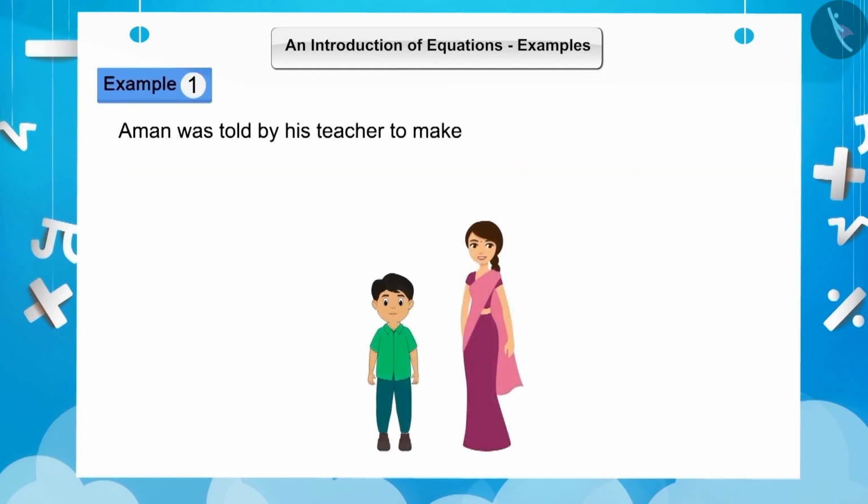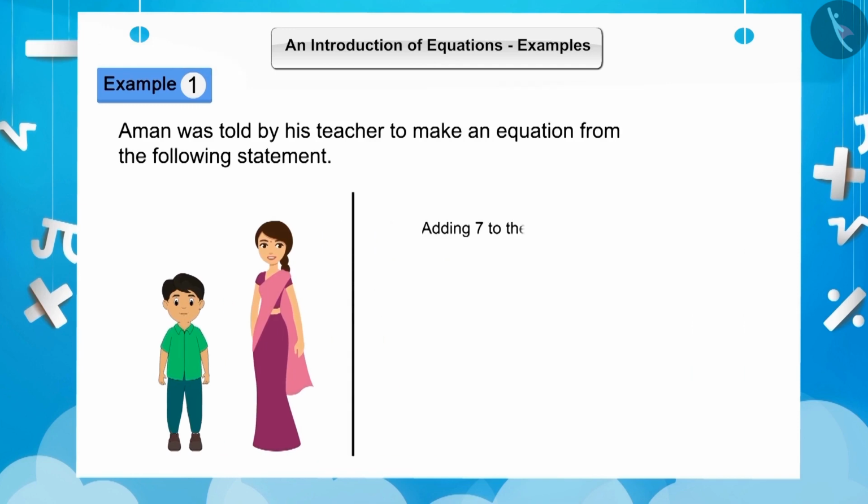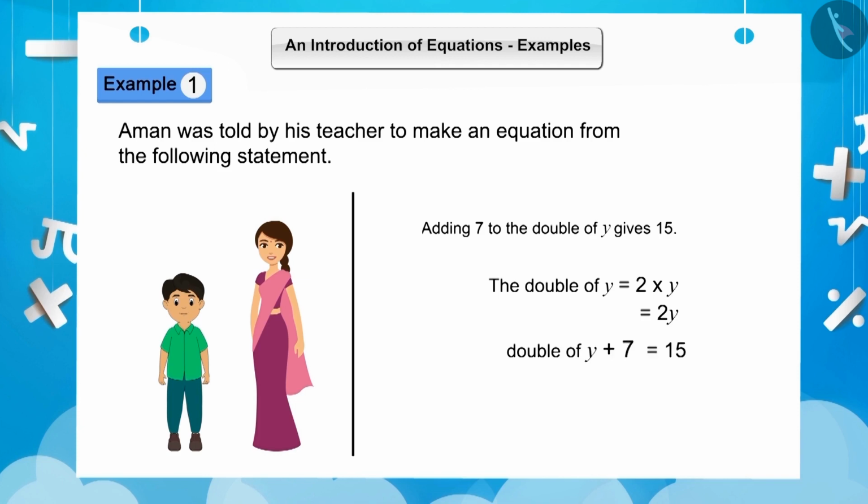Aman was told by his teacher to make an equation from the following statement. Adding 7 to the double of y gives 15. Here y is a variable. Let's make an equation together. The double of y is 2 multiplied by y, that is 2y. As we know that adding 7 to the double of y gives us 15, the equation will be framed as follows. Double of y plus 7 is equal to 15.